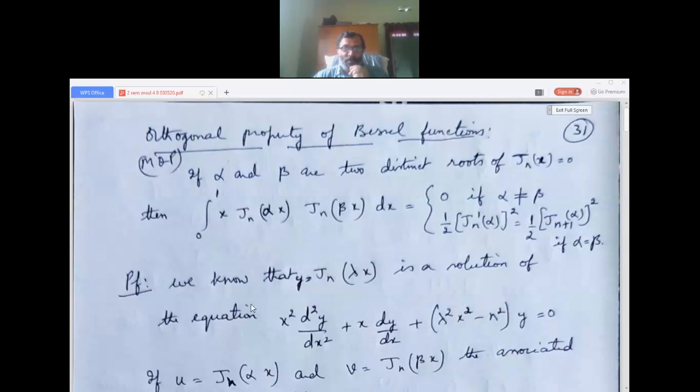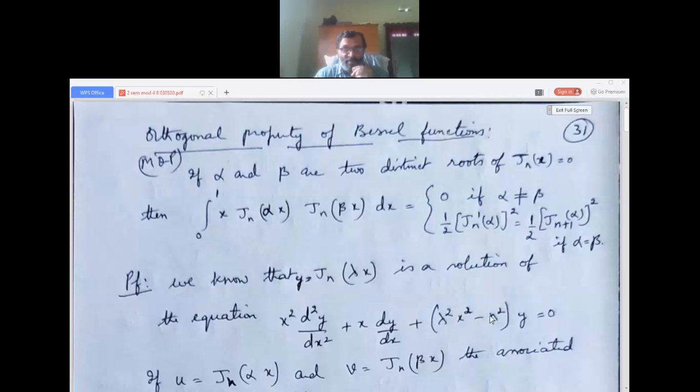So we take, now we know that y is equal to Jn lambda x is a solution of the equation, this one, we know that, no? Because in the last class we have seen y is equal to Jn of x is a solution of x squared d squared y by dx squared plus x dy by dx plus x squared minus n squared into y equals 0. That is y is equal to Jn of x, the solution. Now in place of x there is lambda x. So in place of x squared we get lambda squared x squared minus n squared.